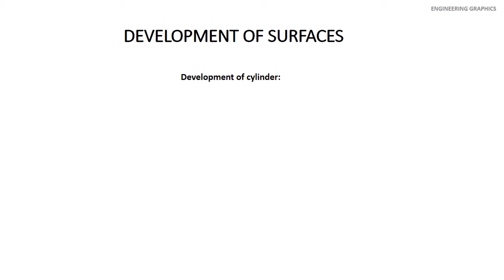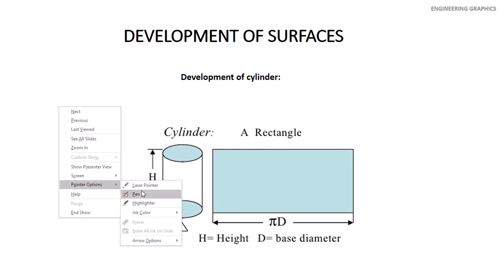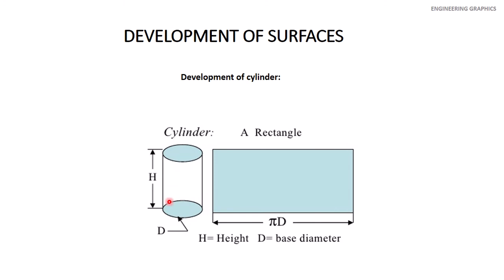For the development of cylinder, we have to use the parallel line method. So, how can we do this? Let us see this example. Suppose we have a cylinder with base circle diameter d and height h. So this is a cylinder and we have to develop its surface, or we can say we have to uncover the lateral surface of this cylinder, not the top and base, only the lateral surface.